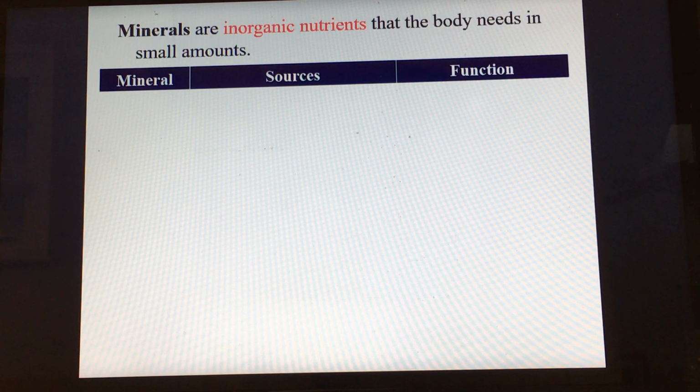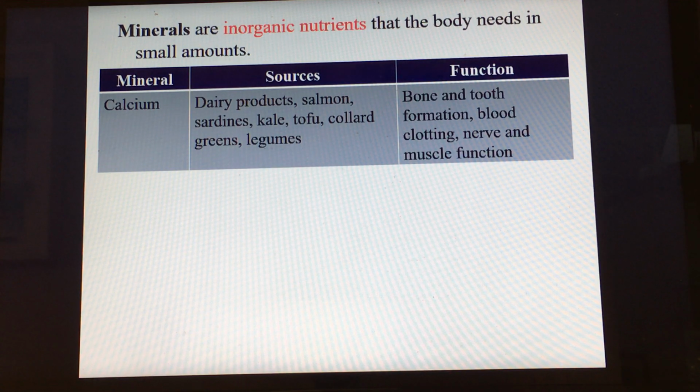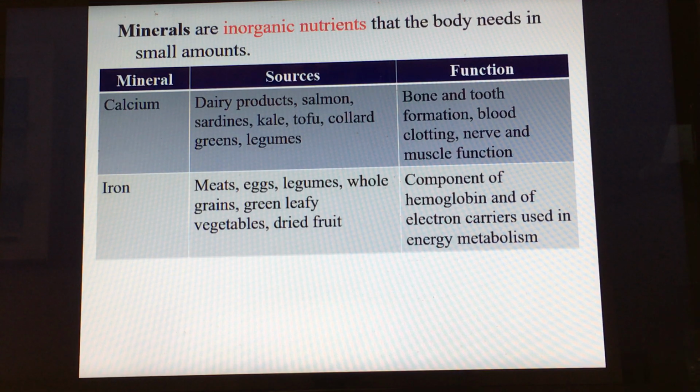Minerals are inorganic nutrients that the body needs in small amounts. So calcium is necessary for health, and it's found in dairy products, salmon, sardines, kale, tofu, collard greens, legumes, and also almonds. And it's important for bone and tooth formation, blood clotting, and nerve and muscle function. Iron is found in meats, eggs, legumes, whole grains, leafy green vegetables and dried fruit. And it's a component of our hemoglobin, and it's used in energy metabolism.